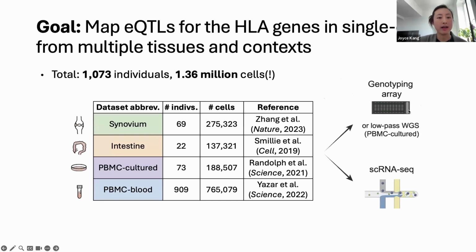To do this, we used the following set of data sets, these 4 previously published studies that have data from PBMCs as well as synovial tissue from RA patients, rheumatoid arthritis patients, and intestine. Altogether, this data set contained over 1,000 individuals and about 1.36 million cells. And importantly, all of these data sets had both genotyping data as well as single-cell RNA-seq data.